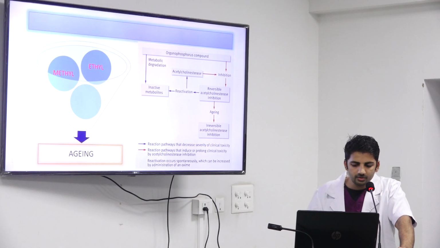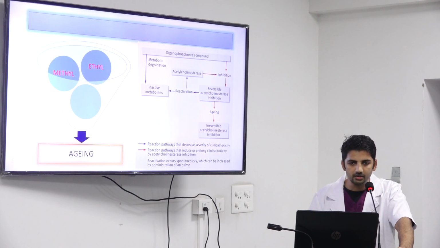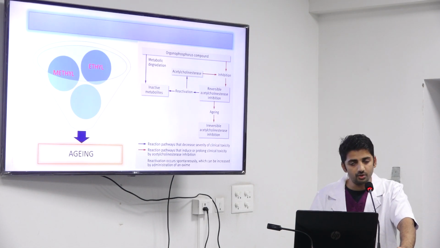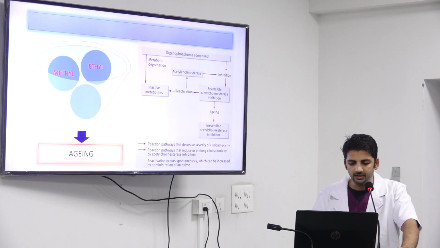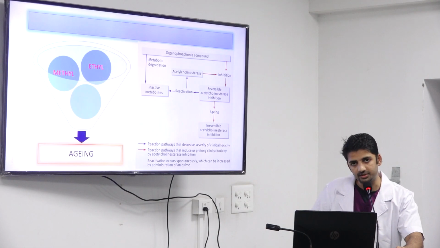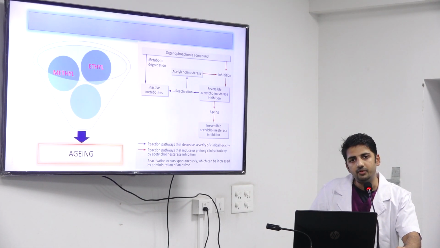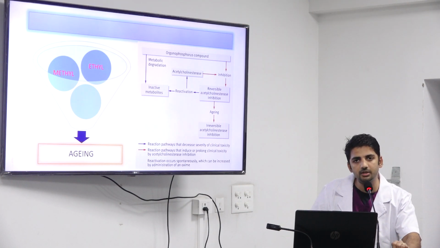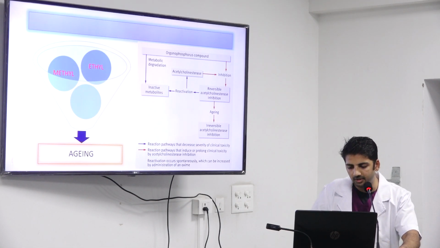So the organophosphorus compound, once it enters the body, gets metabolized into some inactive metabolites, and the majority sits on the acetylcholinesterase enzyme and starts inhibiting that enzyme, which is a reversible acetylcholinesterase inhibition. So whether this reversible inhibition will become irreversible or not depends entirely on what compound the patient has taken, how soon we give oxime to that patient, and how long it has been since the patient has consumed the poison.